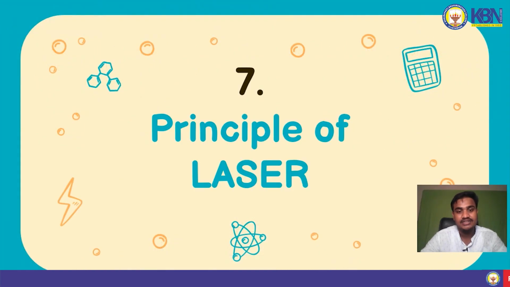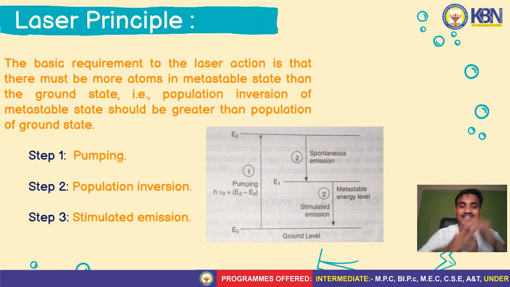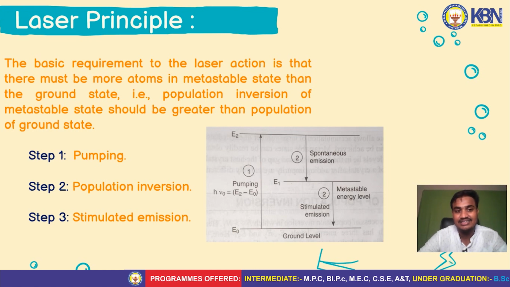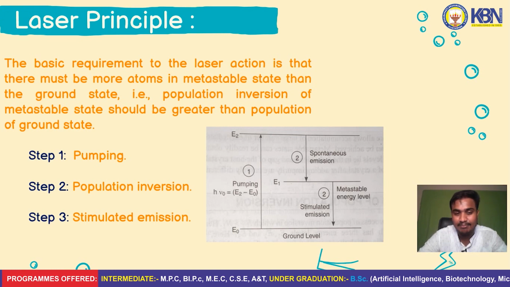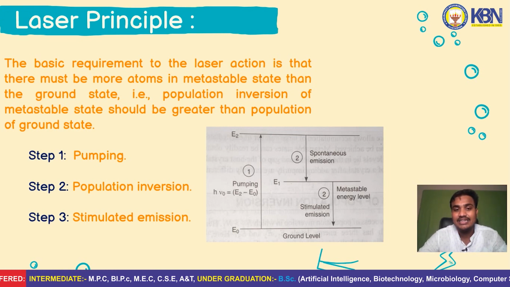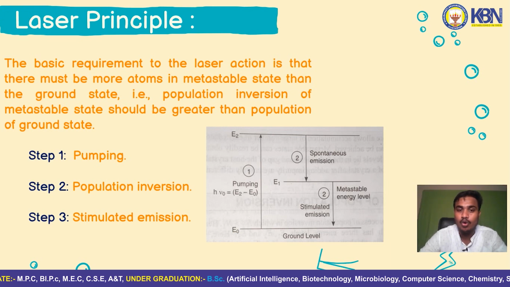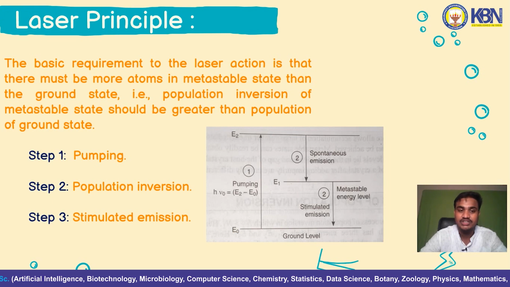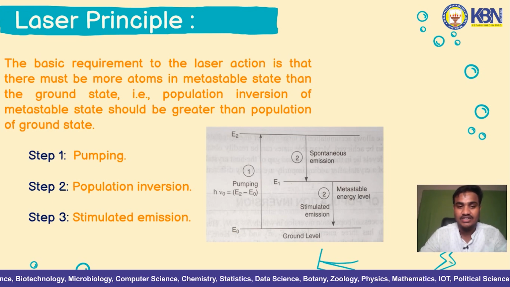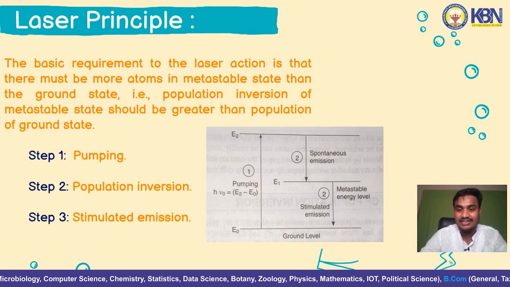Now, the next topic is the principle of laser. What are the steps involved in achieving the laser principle? We are going to see 3 steps. The basic requirement for lasing action is that there must be more atoms in the metastable state than in the ground state. It is an important point. Note this one: the metastable state should always have more atoms compared to the ground state, in which population inversion is achieved. In this way, we can achieve population inversion.